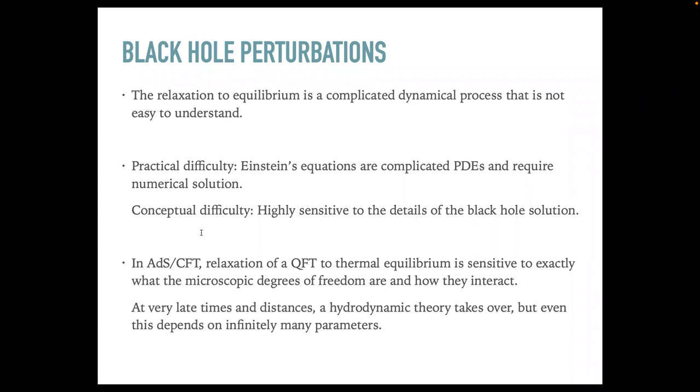Okay, now the sensitivity to the details for AdS black holes, we could also understand in a quite straightforward way. And that's that if we have some strongly interacting quantum field theory and we perturb it and eventually it relaxes back to equilibrium, then the precise way in which it does this depends in great detail on exactly which quantum field theory it is we're talking about. So what are the microscopic degrees of freedom of that quantum field theory? How do they interact with one another and so on? Okay, and since different quantum field theories correspond to different black holes, this is the field theory way to see why these things are sensitive to the details of the spacetime.